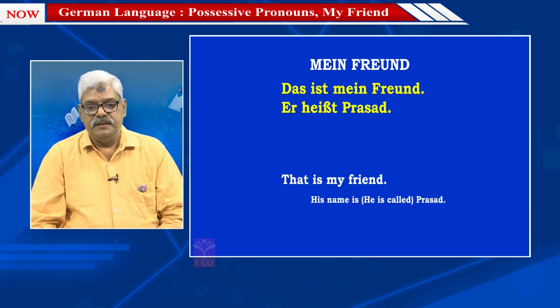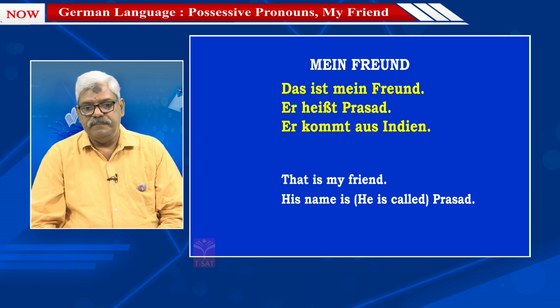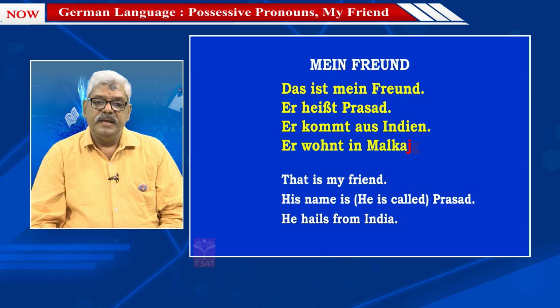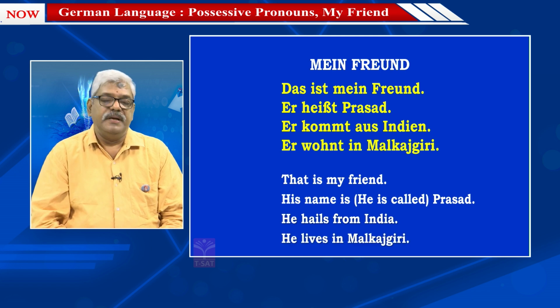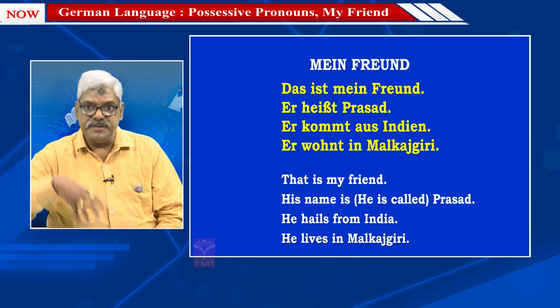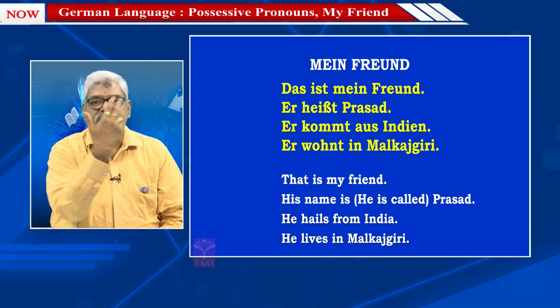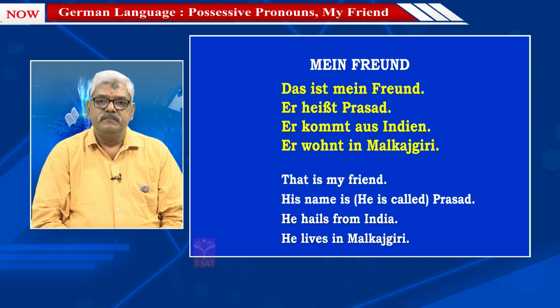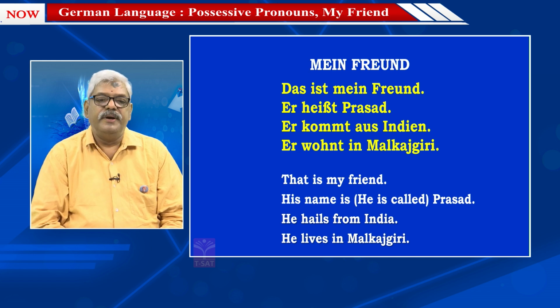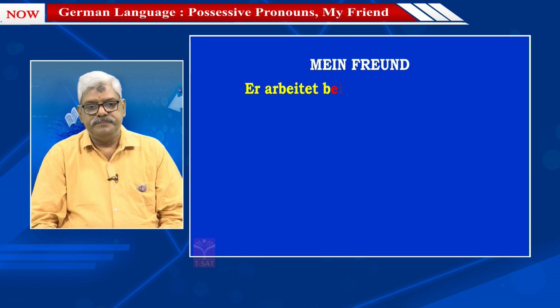Heißt Prasad. His name is Prasad or he is called Prasad. Kommt aus Indien. He hails from India. Wohnt in Bangalore. He lives in Bangalore. So I am now telling about a friend. That is my friend. His name is Prasad. He hails from India. So he is born and brought up in India. And he lives in an area called Bangalore. German sentences. Das ist mein Freund. Heißt Prasad. Kommt aus Indien. Wohnt in Bangalore.